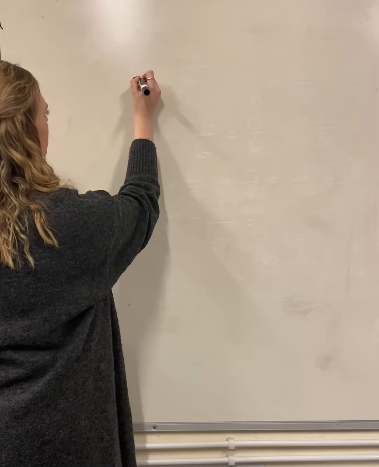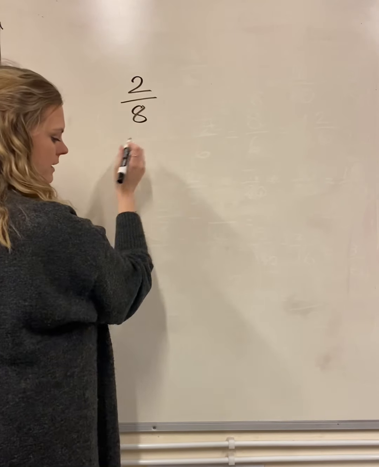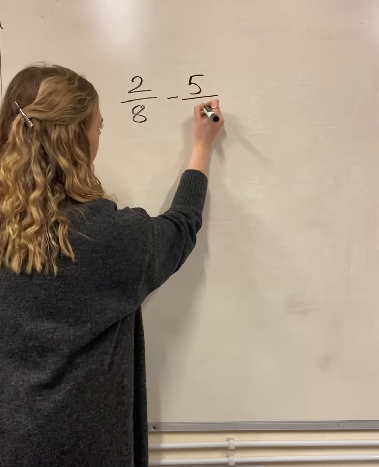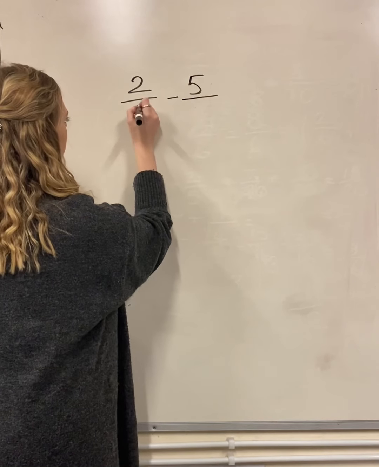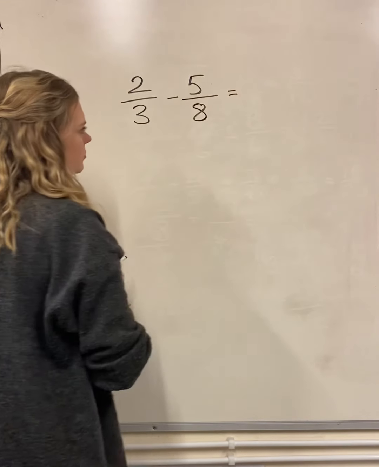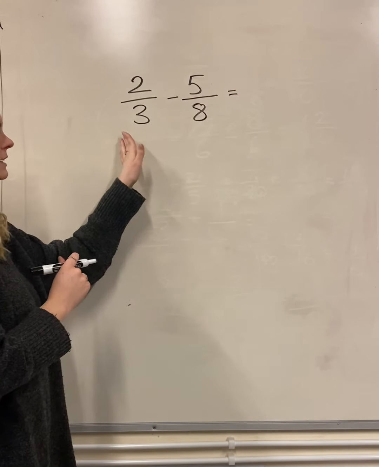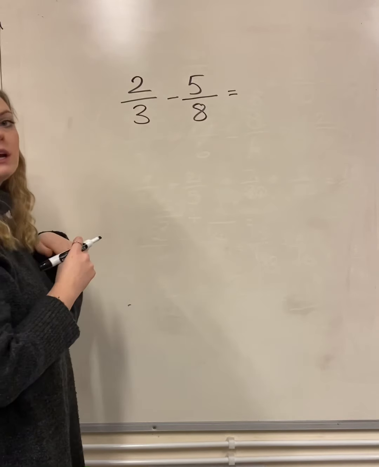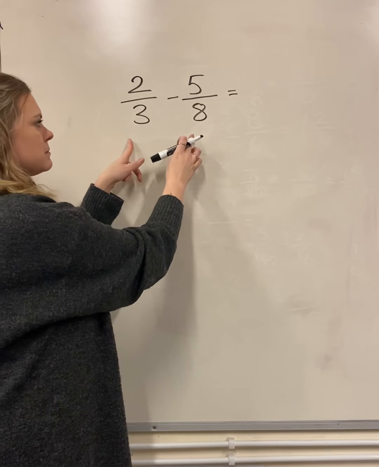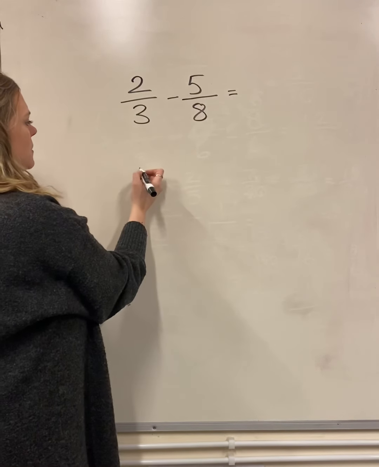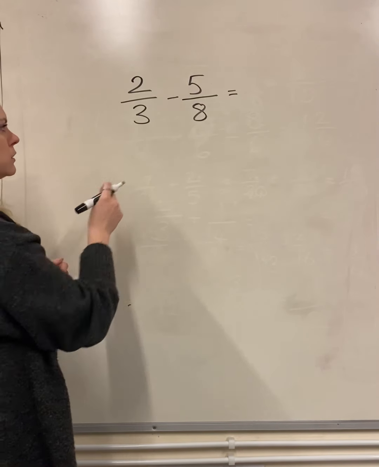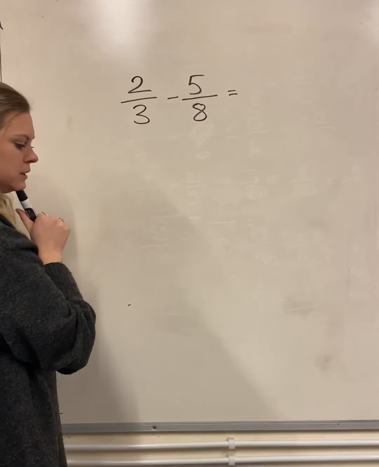So let's go for 2/8, take away 2/3, take away 5/8. Okay, I need to find a common denominator. So that means a denominator that is the same in both. Okay, think of a lowest common multiple of 3 and 8.